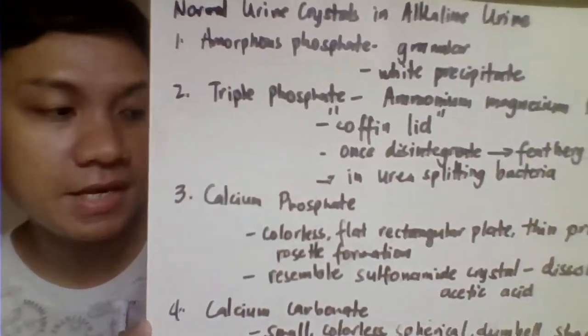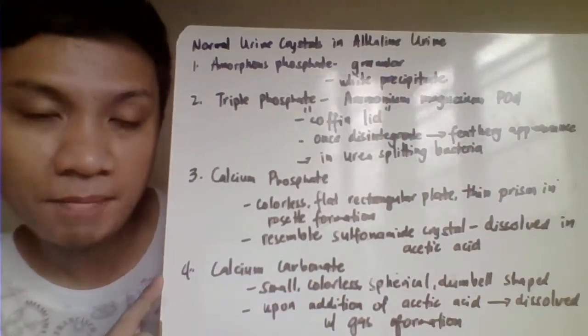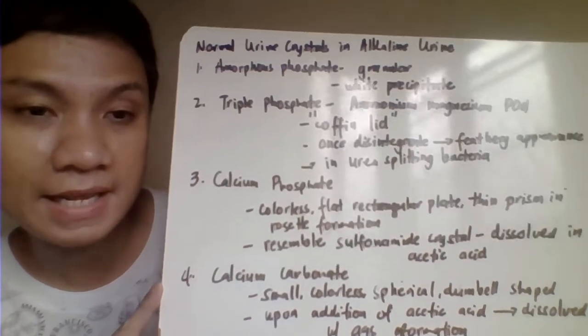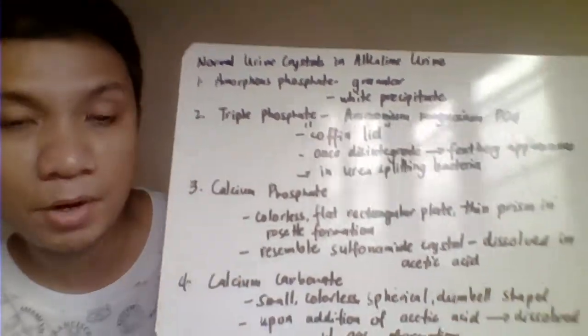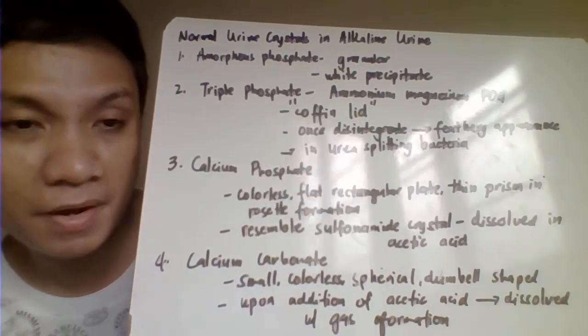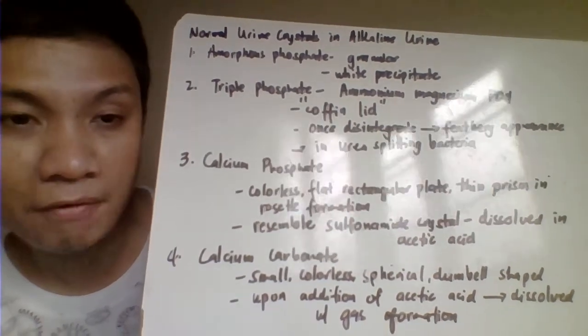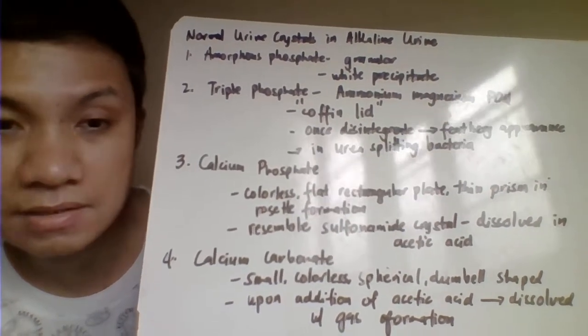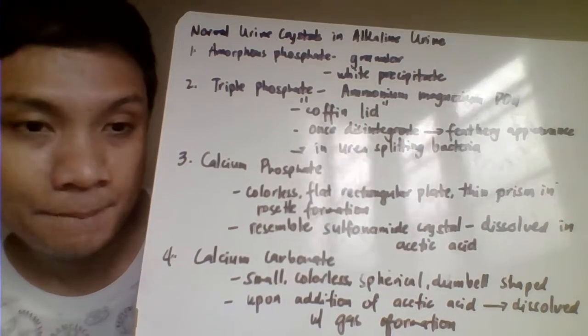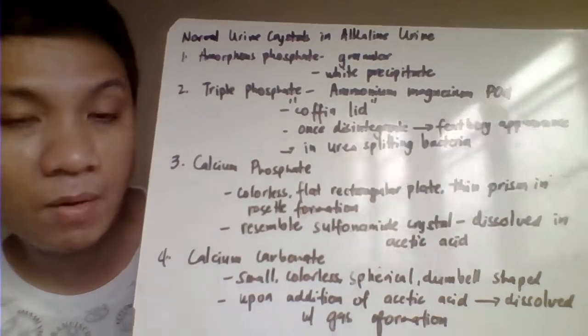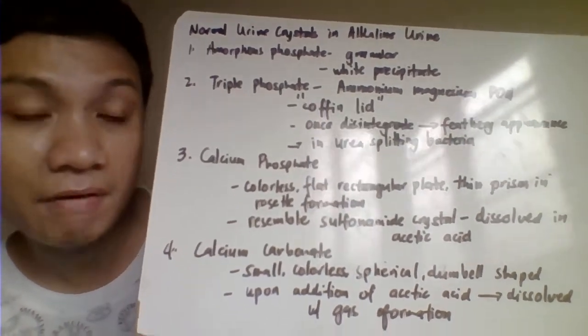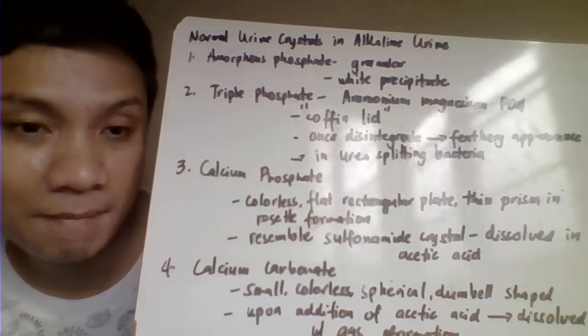Okay, then we have also here the urine crystals, normal urine crystals found in your alkaline urine. The first one, we have your amorphous phosphate. Amorphous phosphate is just equivalent to your amorphous urate in your acidic urine. It also appears to be granular, and it's being precipitated here once you have refrigerated your urine sample.